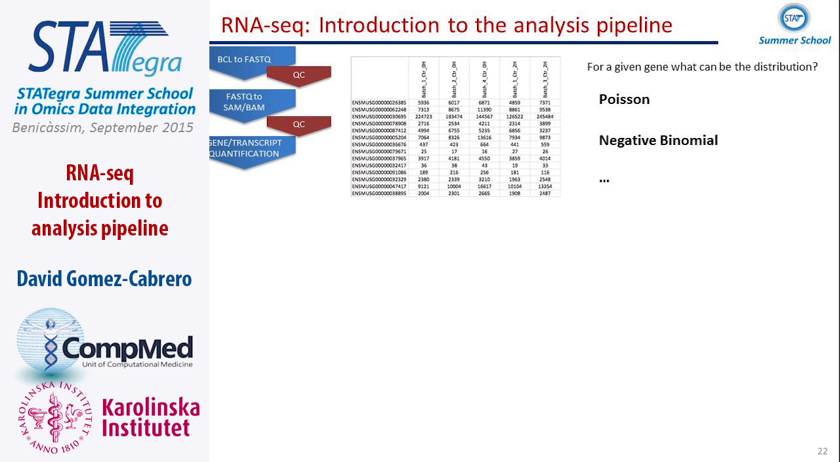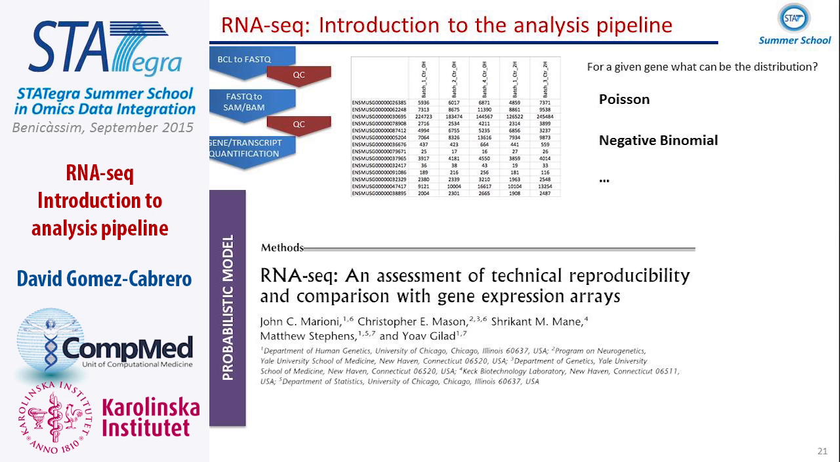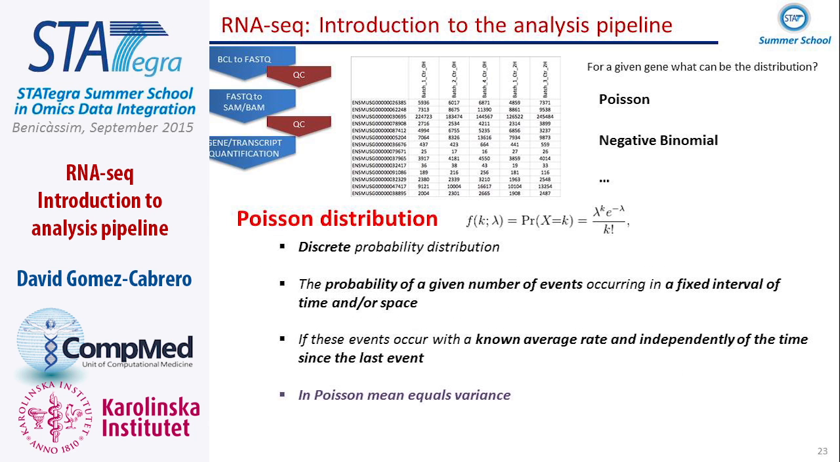Those are discrete distributions. This is one of the first studies comparing the technical reproducibility between RNA-seq and expression arrays, and they say that RNA-seq is more reproducible. It's John Marioni, who has a huge body of work, also now in single cell normalization. It's really brilliant in many aspects of his work. And they decided here to go for the Poisson distribution. So can anybody tell me what is the Poisson distribution? I don't care about the formulas right now.